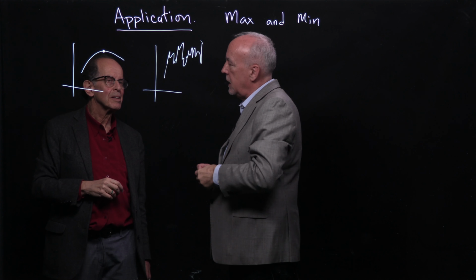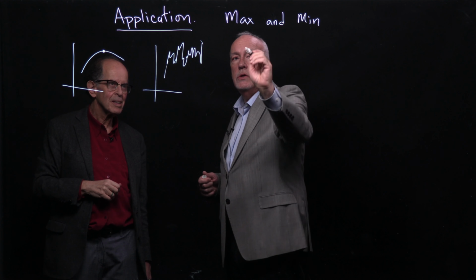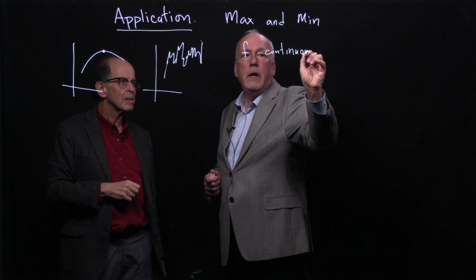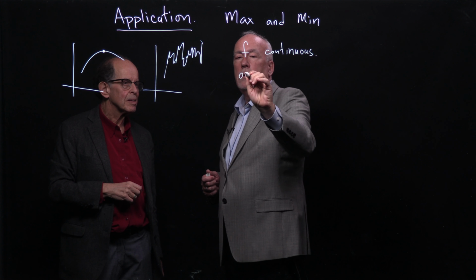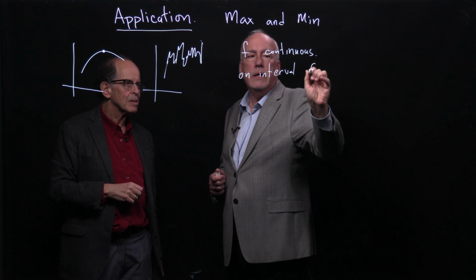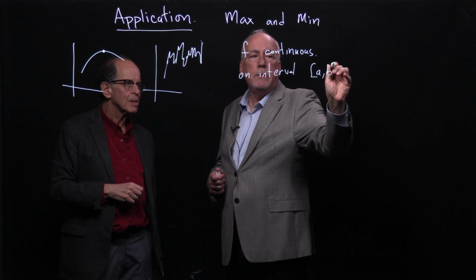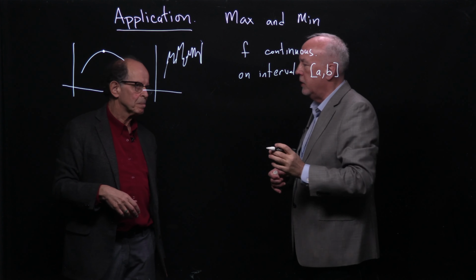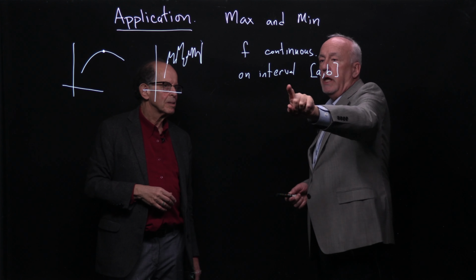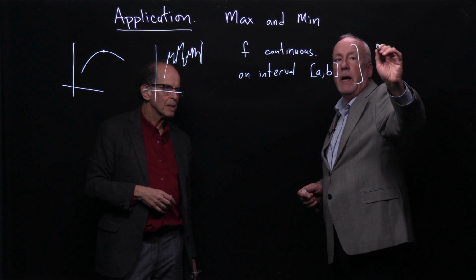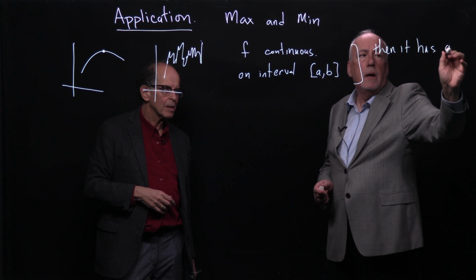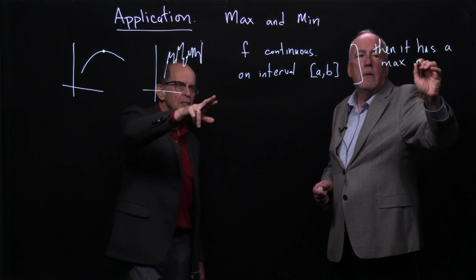And the very precise statement is if we have a continuous function, so f, it has to be continuous. And it has to be on an interval that's closed. So usually we write a closed interval like this, closed interval a, b. So it might be the interval from 0 to 1 or 1 to 100 or something like that. If f is continuous and it's on a closed interval, then it has a max, a maximum value.